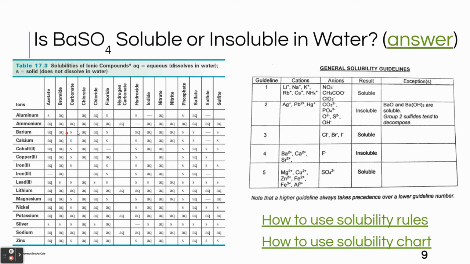Here's barium. Follow the laser pointer until we get to sulfate. There we go. And it says S. And that S means solid. How do we know that? It says that over here. S equals solid, does not dissolve. And AQ would be aqueous, does dissolve.